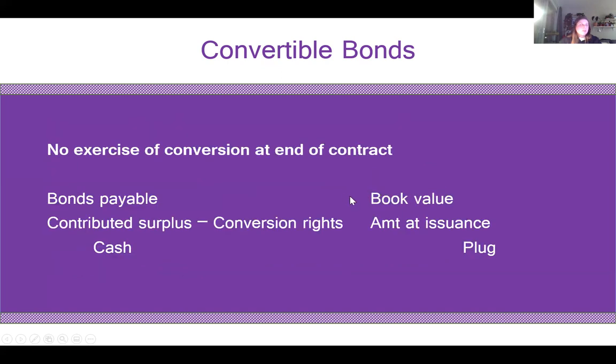If there's no conversion at the end of the contract, you're going to remove from your books the bonds payable amount, which hopefully is the maturity value. You're going to remove from your books the conversion rights, so whatever amount was at issuance, and you're going to credit your cash for the plug, because you're paying the bondholders back their premium that they paid for the convertible bonds.